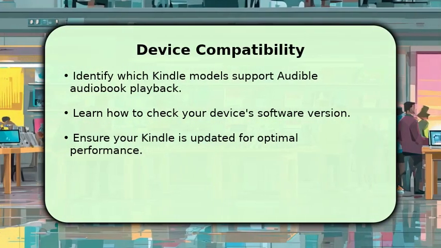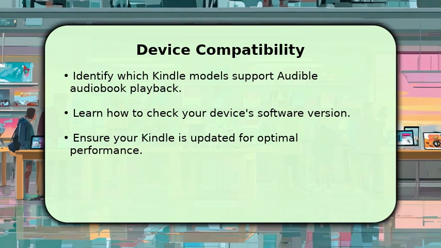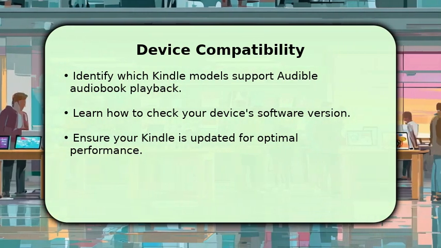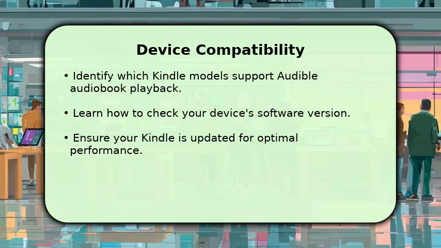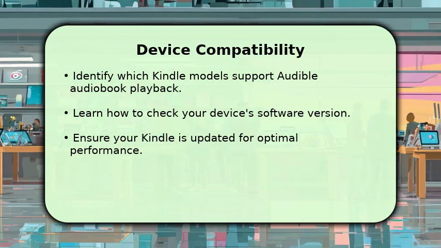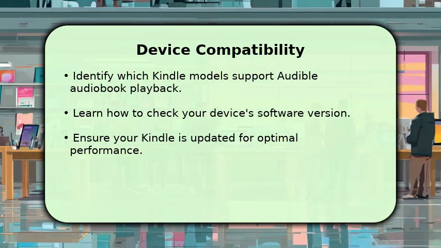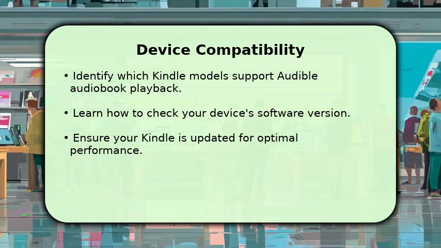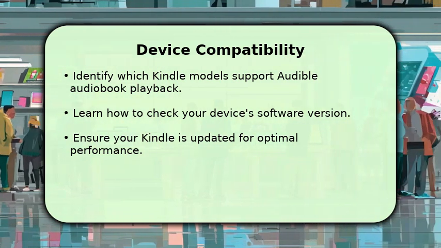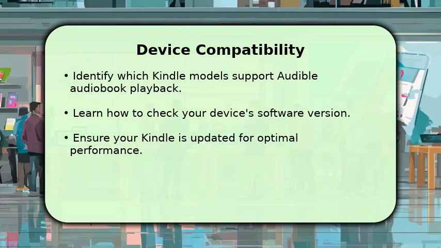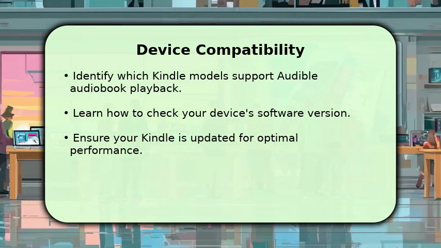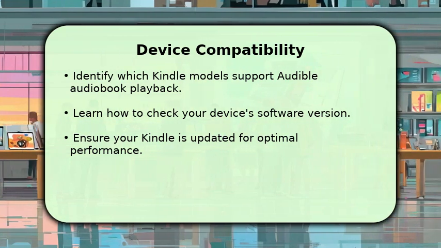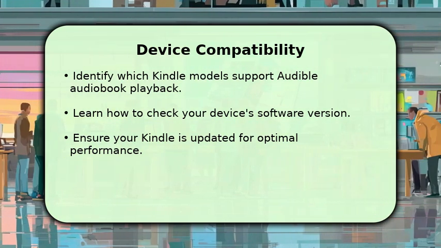First, let's ensure your Kindle is ready for Audible. Not all Kindle models support audiobooks, so it's important to check if yours does. Devices like the Kindle Oasis, Kindle Paperwhite, and the basic Kindle often have this capability. You'll also want to make sure your device's software is up to date, as this ensures you have access to all the latest features and the best possible listening experience. A quick check in your settings can confirm this.